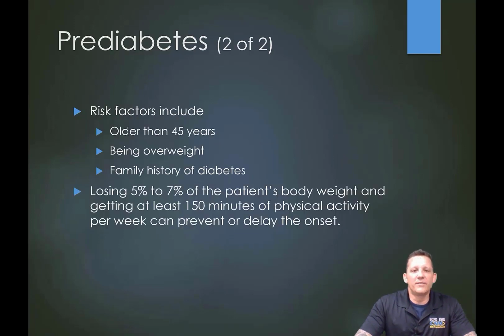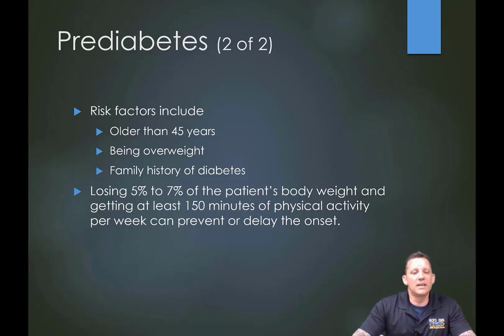Some of the risk factors are being older than 45, being overweight, and having a family history of diabetes. Losing 5 to 7% of your body weight and getting at least 150 minutes of physical activity a week can prevent or delay the onset. Again, if you guys are interested in this kind of stuff, there's a lot of research that shows that if you're on a ketogenic diet, not that I'm telling anybody to be on any type of diet, there are some interesting studies that show that restricting carbohydrates to almost none significantly takes all of these factors out of people's lives, and they tend to be able to lead very productive lives without the introduction of medications.